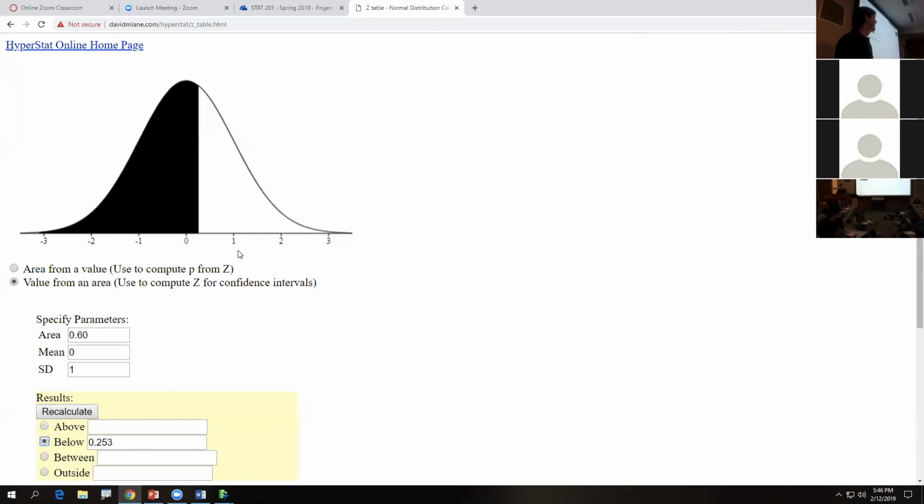Uh-oh. So wait, this is the 60th percentile, right? What is this down here? That is the what? Oh, online got it. Nice job.